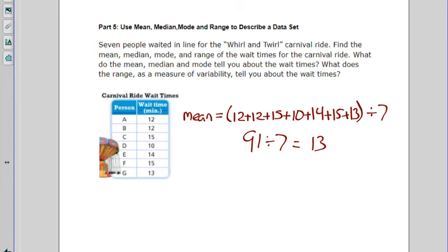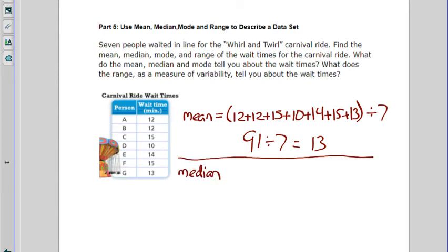Now the mean is a measure of the center. It can't be smaller than the smallest value, which is 10. It can't be larger than the largest value, which is 15. So if you get a mean that is smaller than 10 or greater than 15, you made a mistake and you need to recalculate your mean.